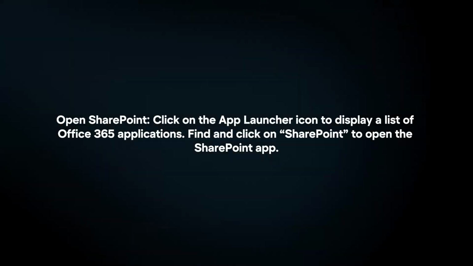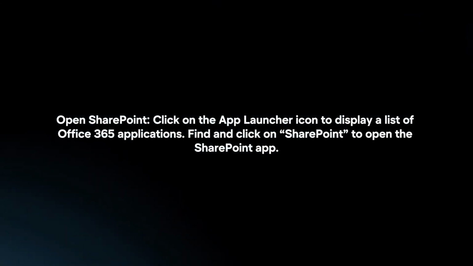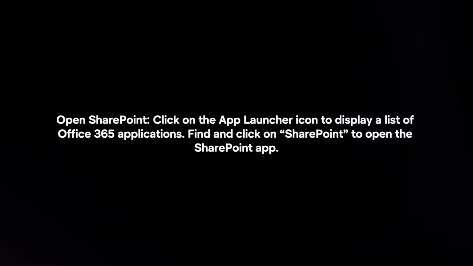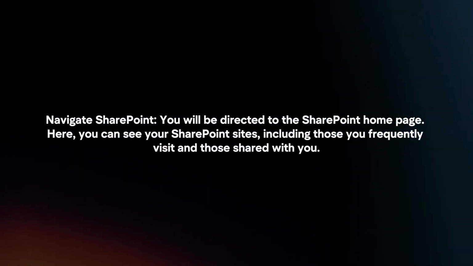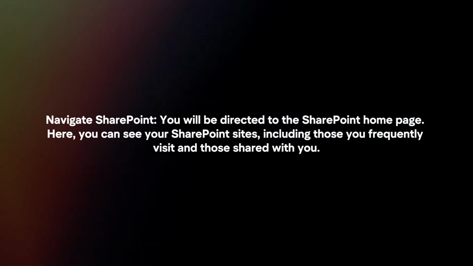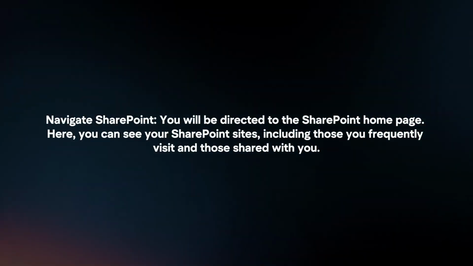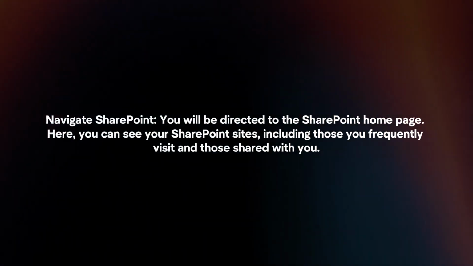Open SharePoint. Click on the App Launcher icon to display a list of Office 365 applications. Find and click on SharePoint to open the SharePoint app. Navigate SharePoint. You will be directed to the SharePoint homepage. Here you can see your SharePoint sites, including those you frequently visit and those shared with you.